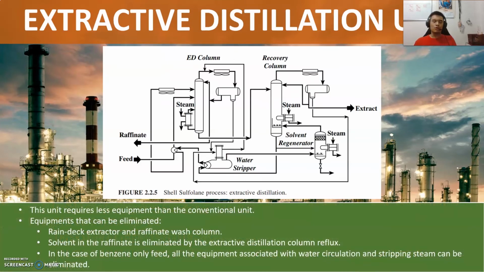Since we covered the conventional unit, we also need to discuss the extractive distillation unit. This unit requires less equipment compared to its conventional counterpart, and the following equipment can be eliminated. The rain deck extractor and raffinate wash column can be omitted in the extractive distillation unit. Also, the solvent in the raffinate is eliminated by the extractive distillation in the column reflux. In the case of benzene-only feed, all the equipment associated with water circulation and stripping steam can be eliminated.